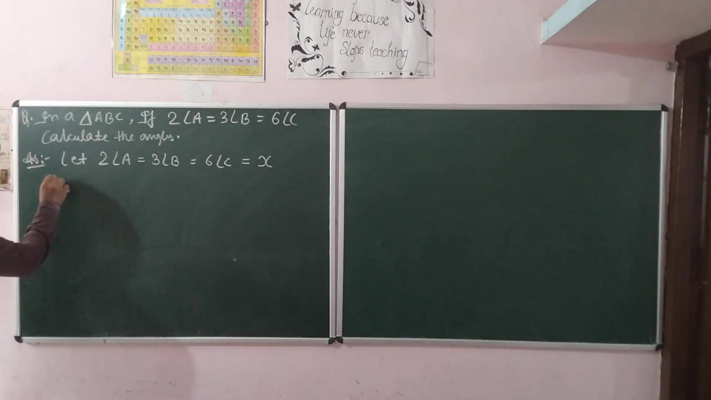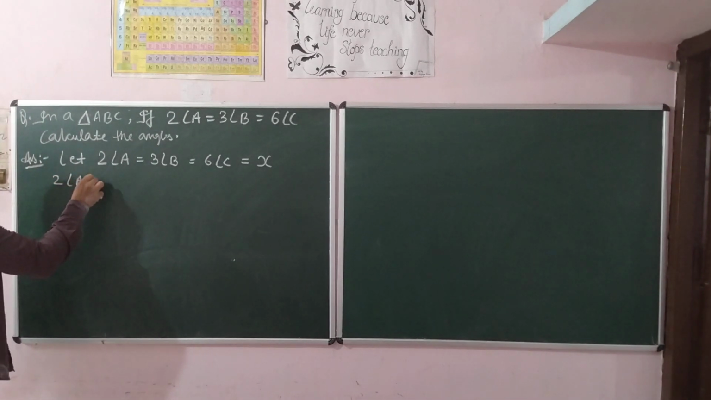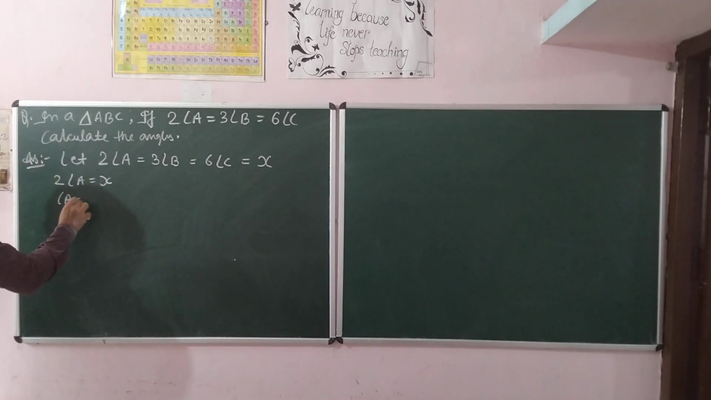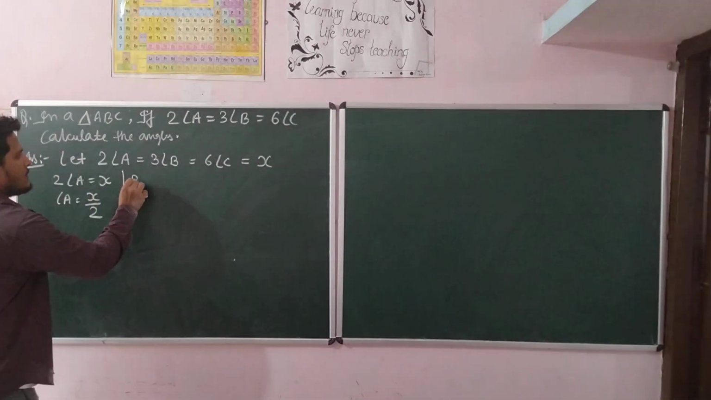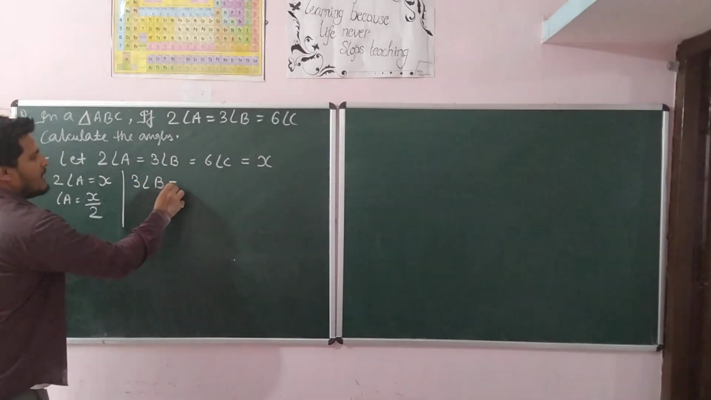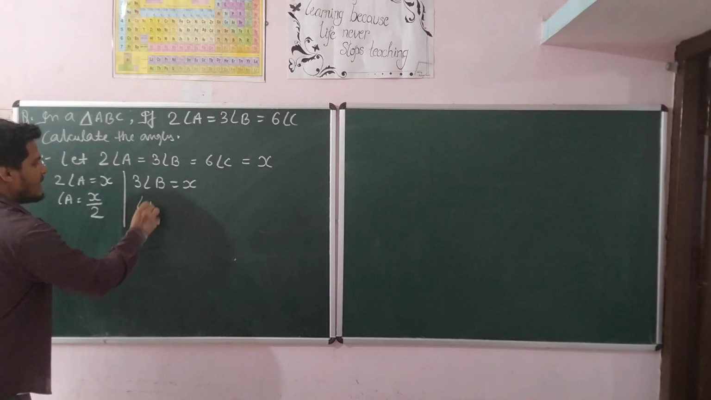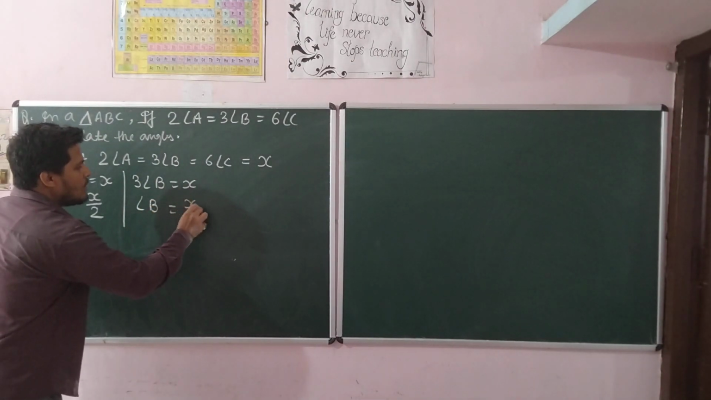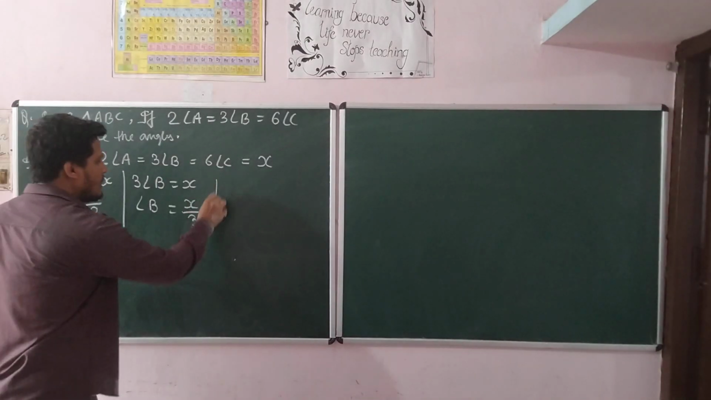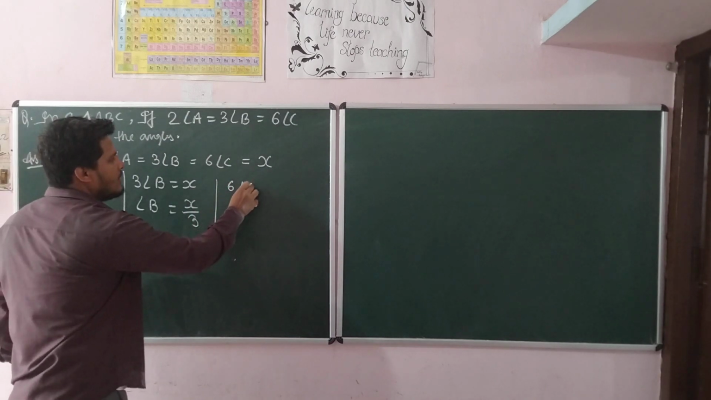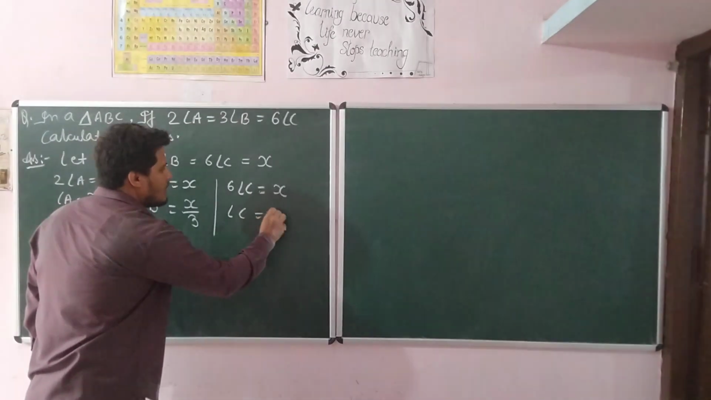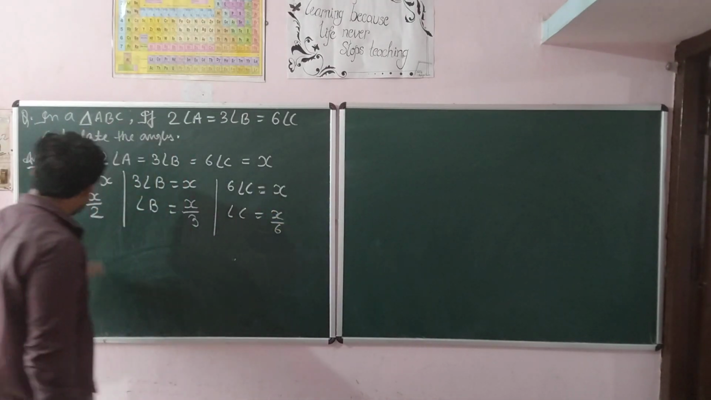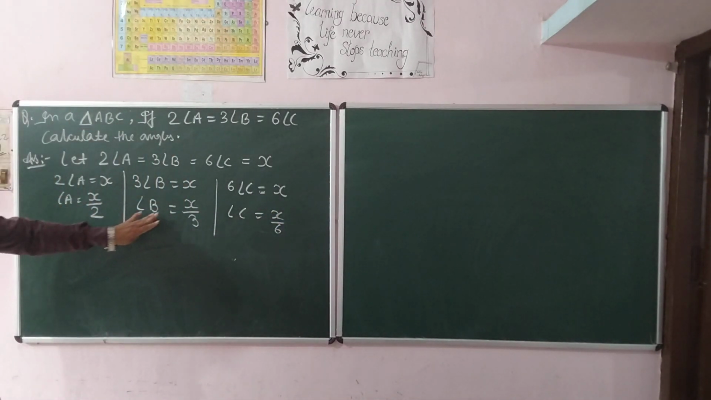Now 2 angle A will be x. So angle A is equal to x by 2. Now 3 angle B is also equal to x. So angle B is equal to x by 3. And also 6 angle C is equal to x, and angle C is equal to x by 6. Now we have the values of angle A, angle B and angle C.